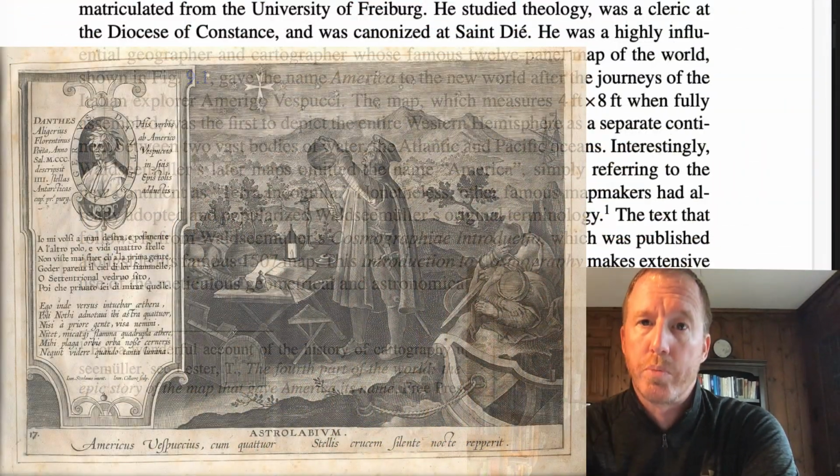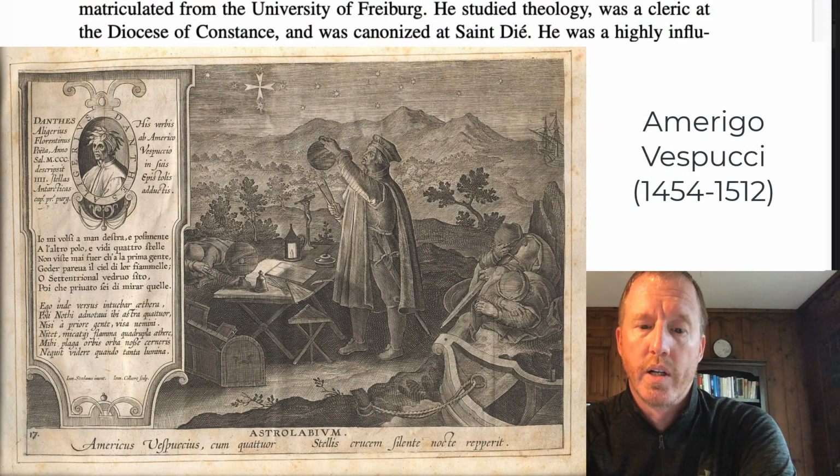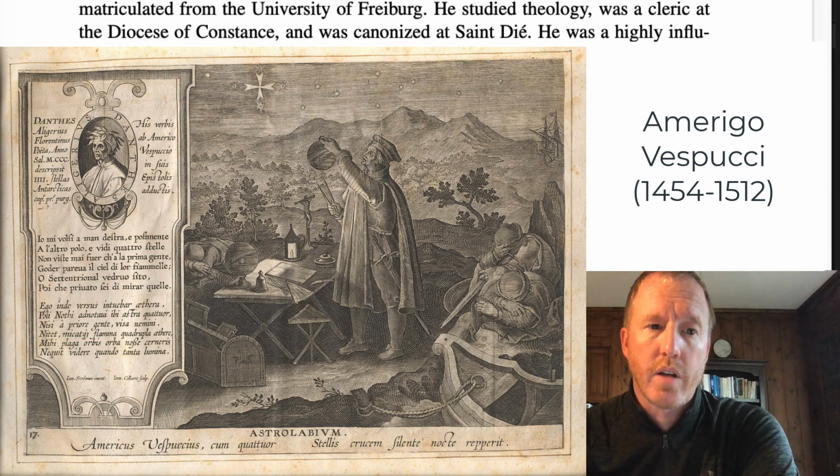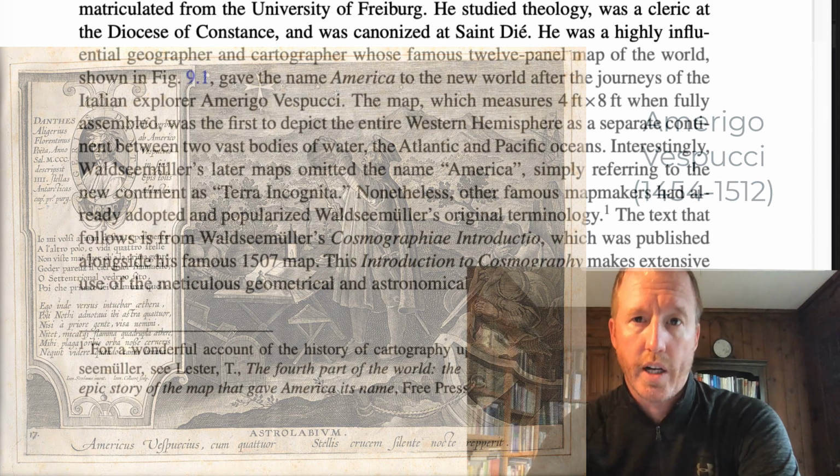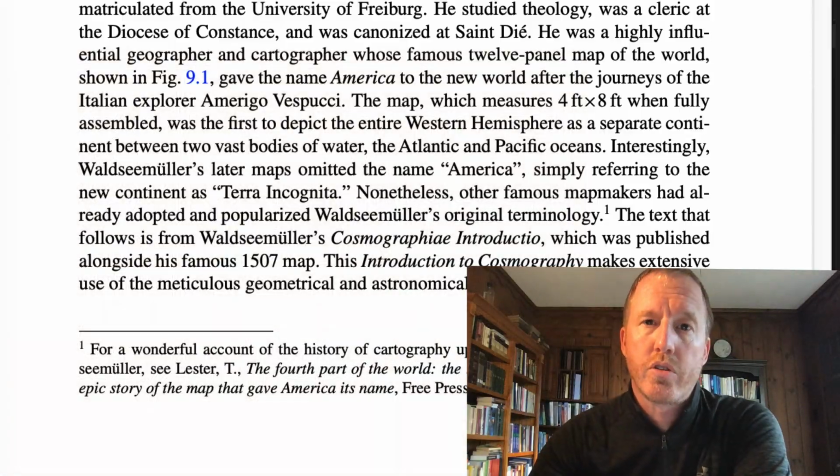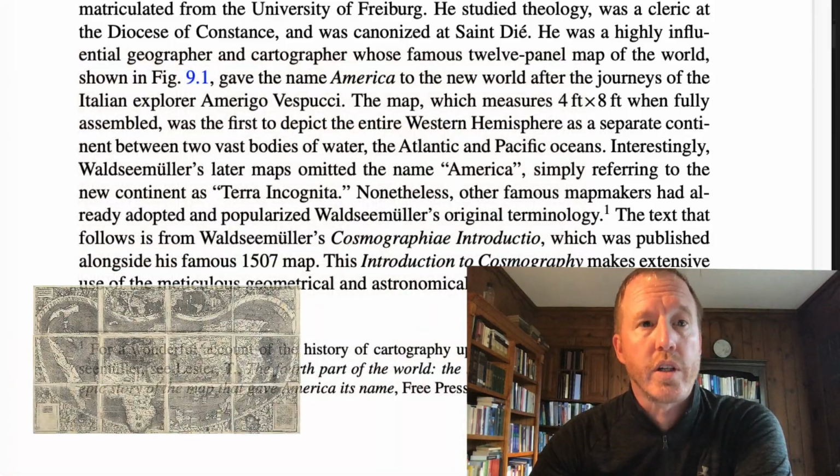And this map is known for giving the name America to the New World after the journeys of Italian explorer Amerigo Vespucci, which had happened a little bit before Martin Waldseemuller's time. This map, which is shown at the top of page 102 in A Student's Guide to the Great Physics Texts, measures 4 feet by 8 feet when fully assembled.